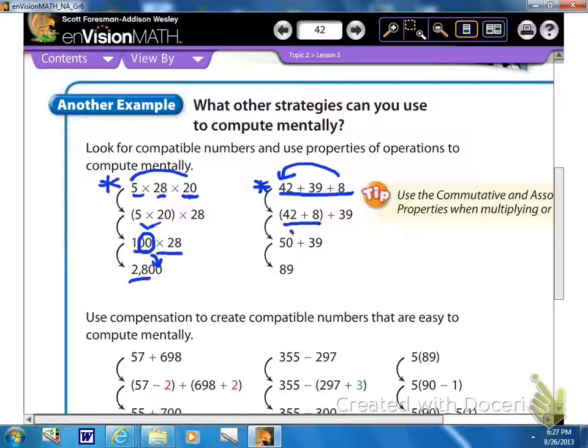42 plus 8 gives me the 50 plus my 39. Now I can add that in my head. 50 plus 30 is 80 plus 9 is 89. So they don't show this broken apart, but that's how I did it in my head.